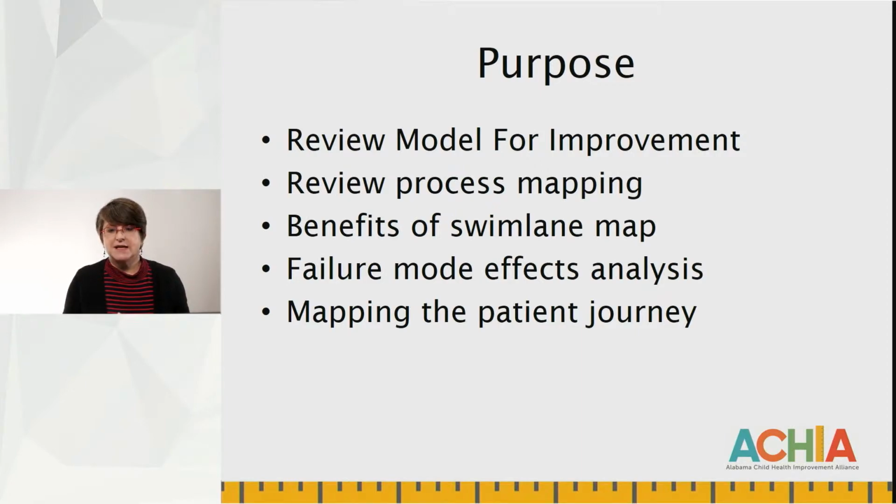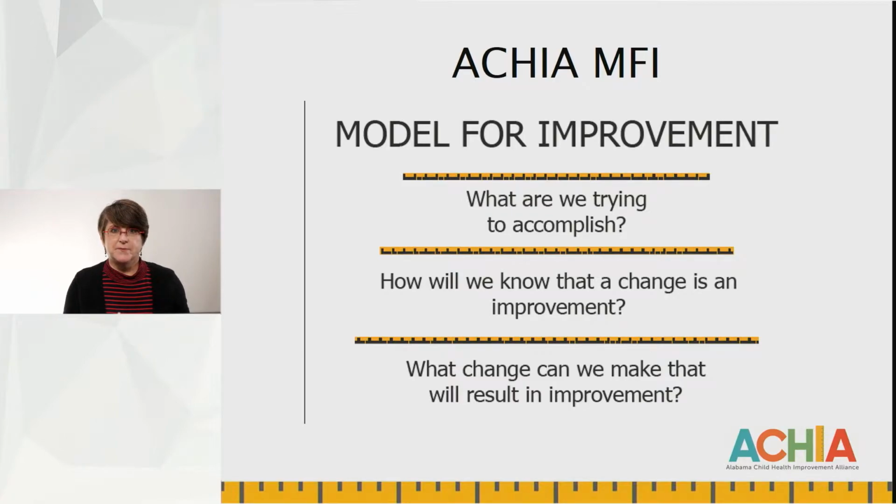So let's dive right into the model for improvement. The model for improvement is the model of quality improvement that we use in ACHIA. It is 3 questions and a cycle. So let's quickly review the questions. What are we trying to accomplish? This is our goal, or our aim statement.